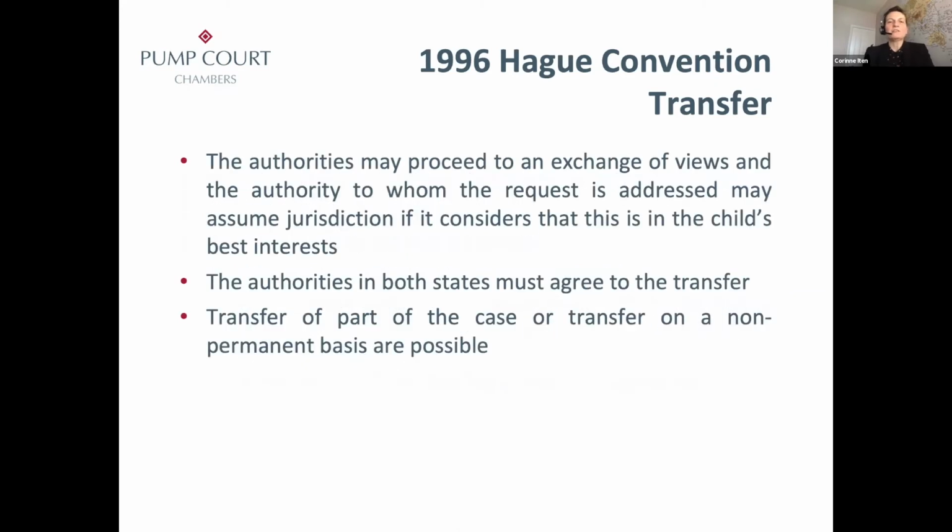If this is the case, the authorities may proceed to an exchange of views, and the authority to whom the request is addressed may assume jurisdiction if it considers that this is in the child's best interests. So here it is the receiving court that makes the best interest decision. The authorities of both states must agree to the transfer, and it seems that transfer of part of the case or a transfer on a non-permanent basis is possible under this article.